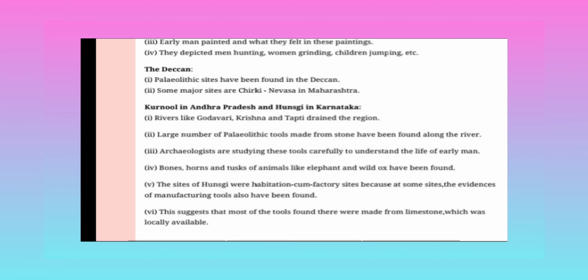Fourth, bones, horns, and tusks of animals like elephant and wild oxen have been found. Fifth, the site of Hunsgi was a habitation cum factory site because at some sites the evidence of manufacturing tools has also been found. Sixth, this suggests that most of the tools found there were made from limestone, which was locally available.